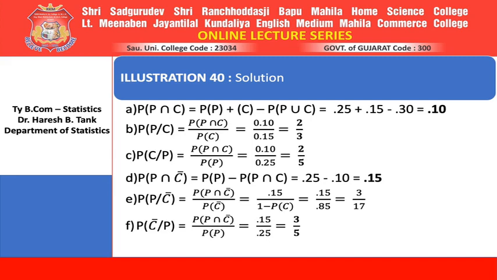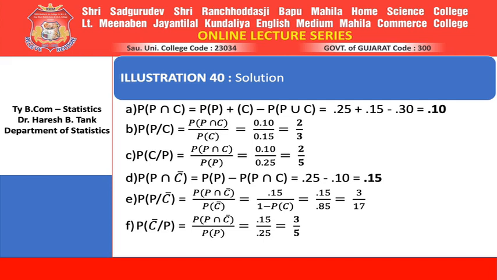The second one is probability of P, where C already occurred. What do you mean by this? The second question is something like this. Find the probability that a person failed in physics where it is given that he failed in chemistry. Simple. Again, by putting it in a formulatic format, probability of P intersection C divided by probability of C. Both the probabilities are known to you. 0.10 divided by 0.15 becomes 2 by 3.